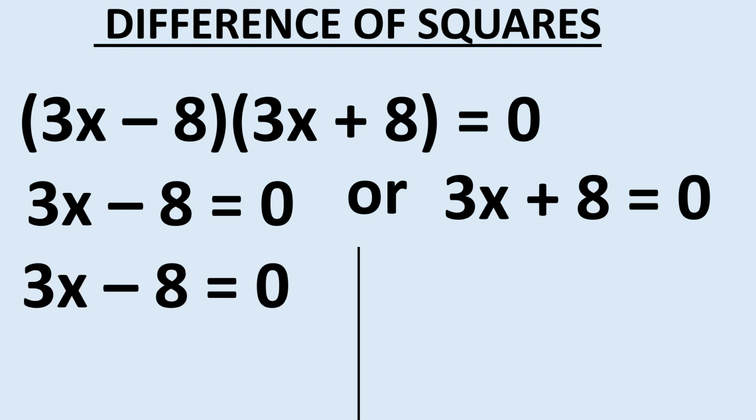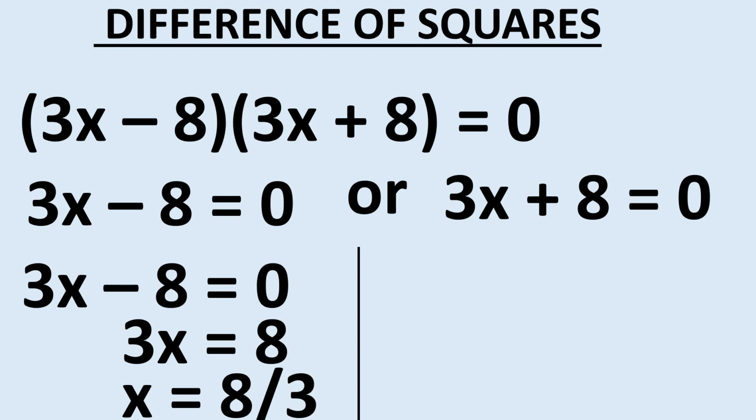So let's start with the left hand side. 3x minus 8 equals 0. What we'll simply do is group the like terms. So we take the minus 8 to the right hand side. It will now become positive 8. And then 3x equals 8. We divide both sides by 3 so that we can solve for x. So x will now be 8 divided by 3. Because when you divide the left hand side by 3, the 3 cancels out, you're left with x. And when you divide the right hand side 8 by 3, you have 8 over 3.